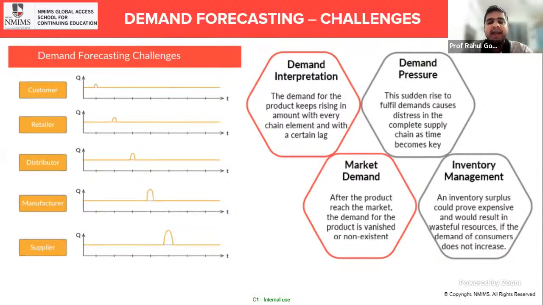So inventory management is directly linked to the quality of your forecast. If you over forecast or under forecast, it can have a real impact on your organizational top line and bottom line.